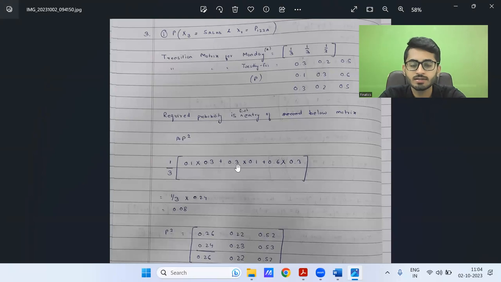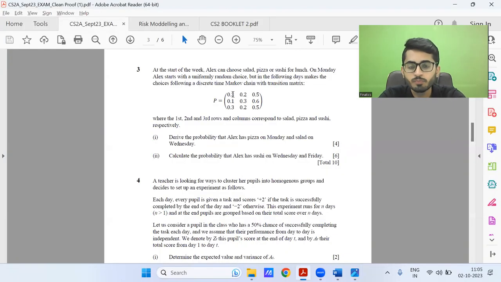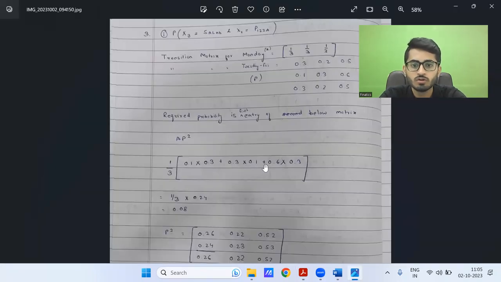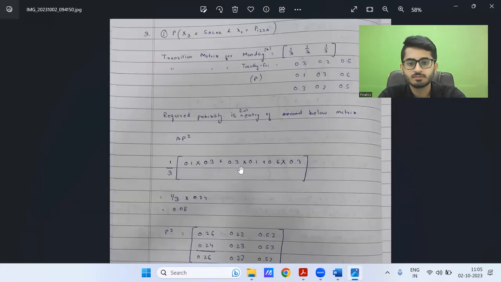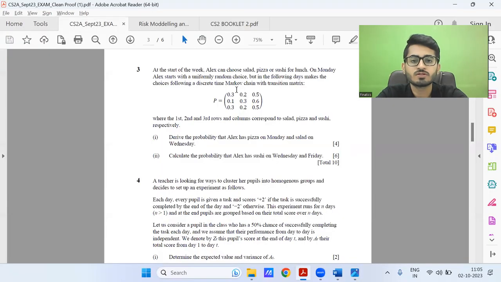Next, 0.3 is nothing but you having pizza on Tuesday. You had pizza on Tuesday, now having salad on Wednesday is into 0.2. I have multiplied by 0.1. Okay, wait, something looks inconsistent over here. I had pizza on the first day, so I'm going to look at this column. Okay, sorry. I had pizza on Monday. So 0.3 is nothing but my probability of having salad on a Tuesday.